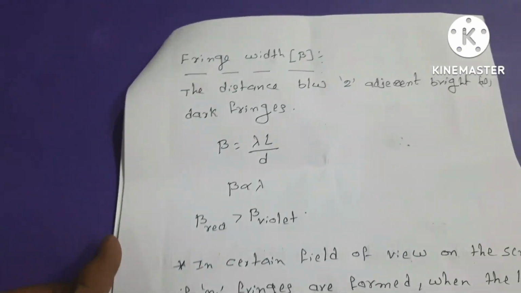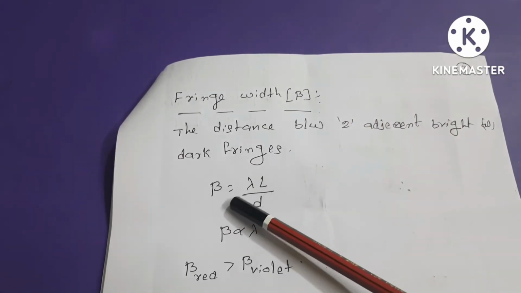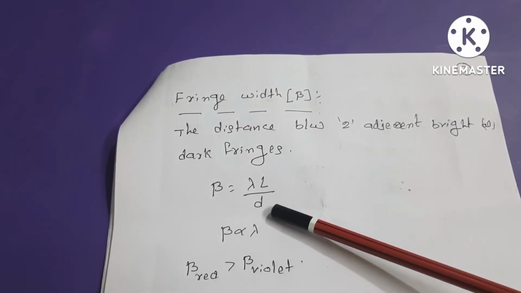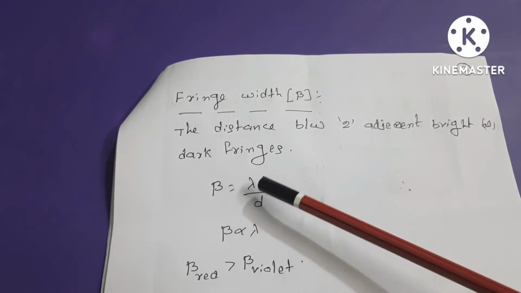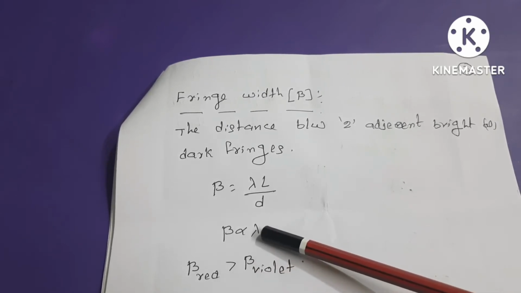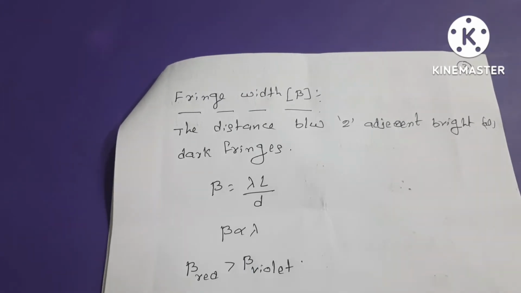Then what is the fringe width? The distance between two adjacent bright bands or dark bands, or bright fringes or dark fringes, is called the fringe width. It is represented by beta. So beta equals, what is that expression, lambda L by D. Then what is the relation? Beta is directly proportional to lambda. So lambda is more for which color? Red color. So fringe width is also more for red color compared with violet.